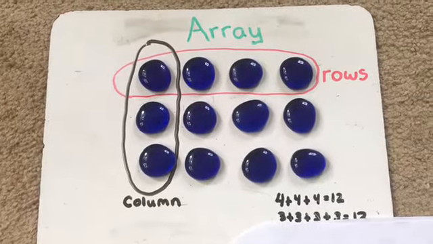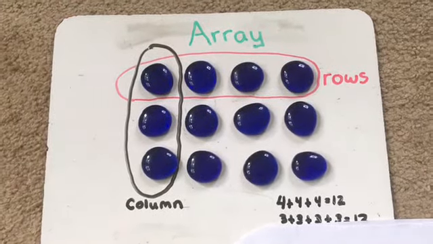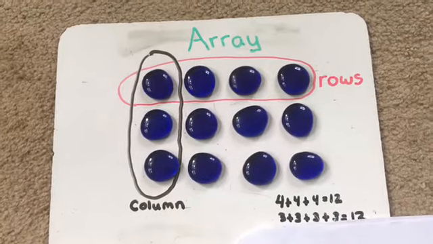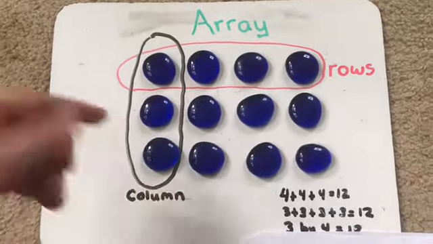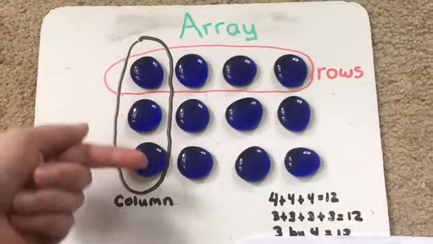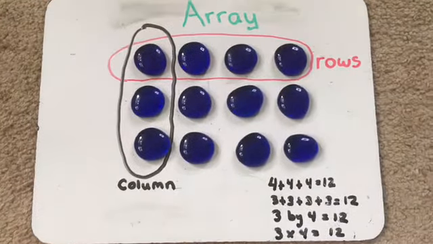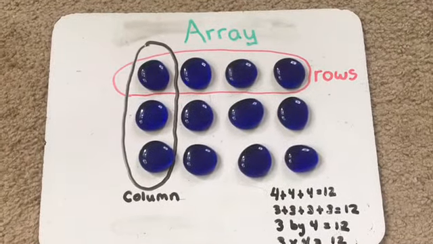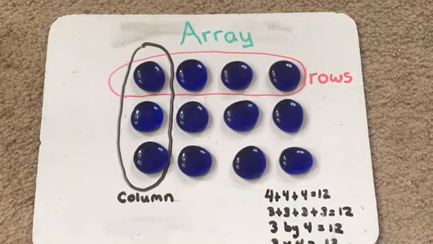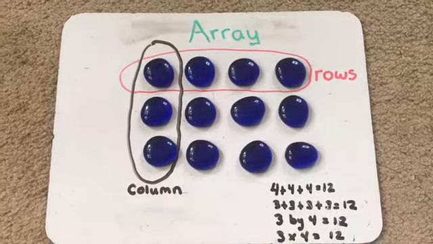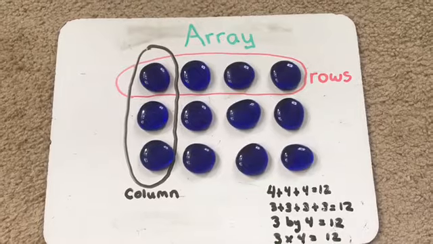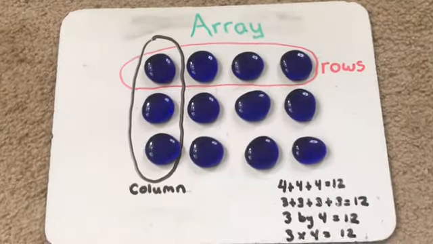We can also make this array into a multiplication equation. So we always want to look first at the number of rows and then the number of columns. So in this case, it is 3 by 4. We could also write it as 3 times 4 equals 12. So now we're going to go for a little adventure through my house to look for some arrays.